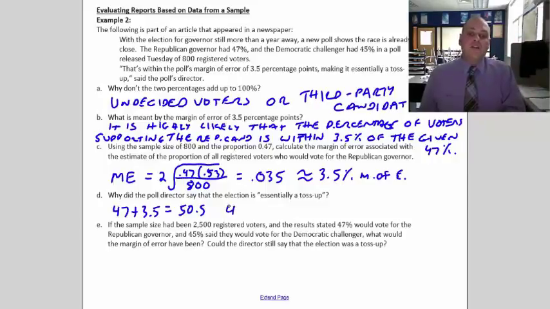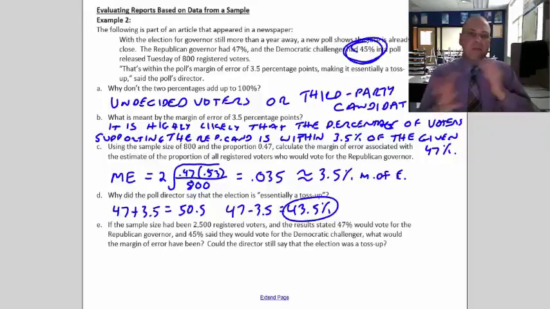But 47 minus 3.5 is 43.5%. So what if it is 43.5%? What if it's 44? What if it's 44.5? What if it's 45? That's pretty darn close to the 45% Democrat. See? Because of that margin of error, it's too difficult to say that the Republican has this strong lead. They really don't. A 2% difference with a 3.5% margin of error is nothing.